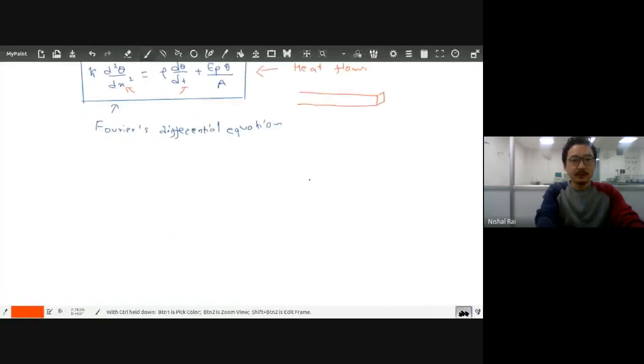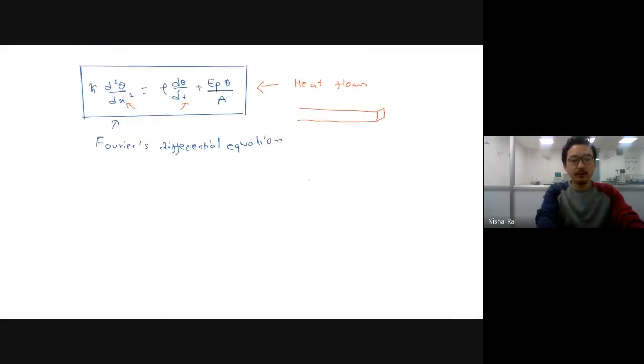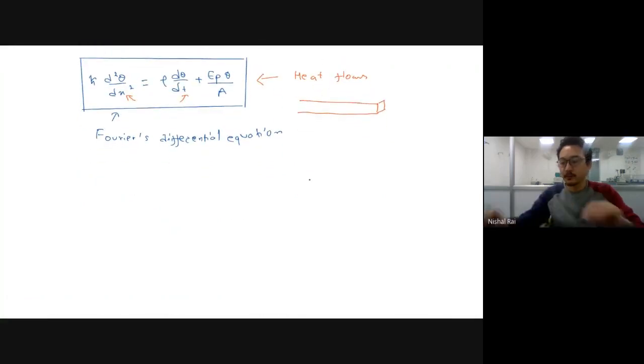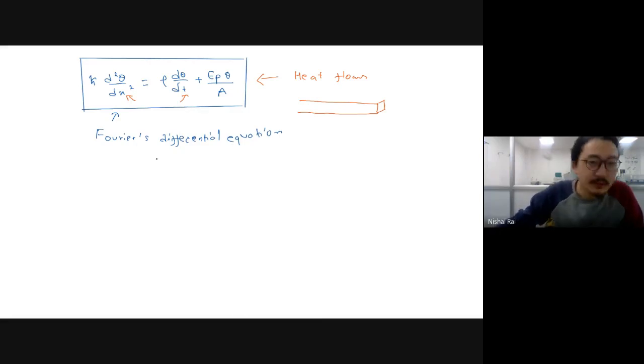So the first such case. This was called your Fourier differential equation, and this gives you the relation of how the heat flows in your linear medium from your hot end to your cold end. Now let's consider some of your special cases.